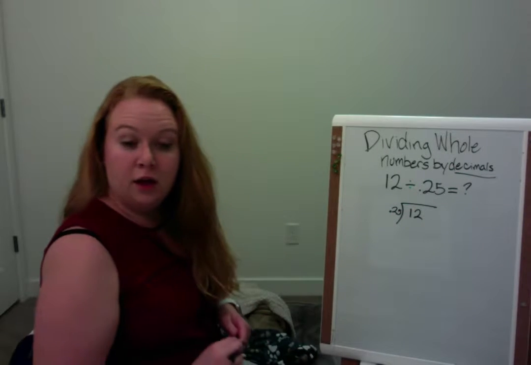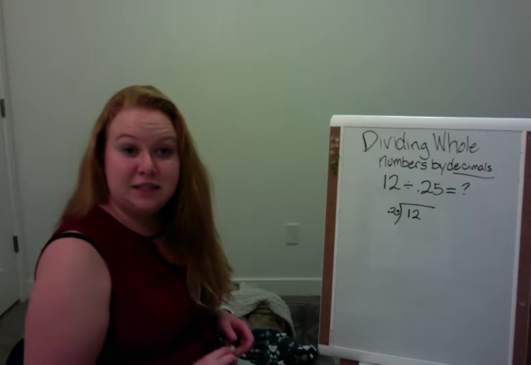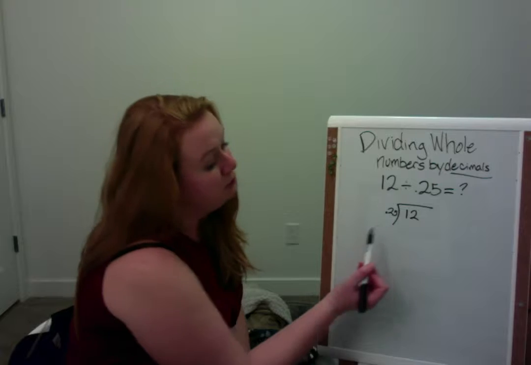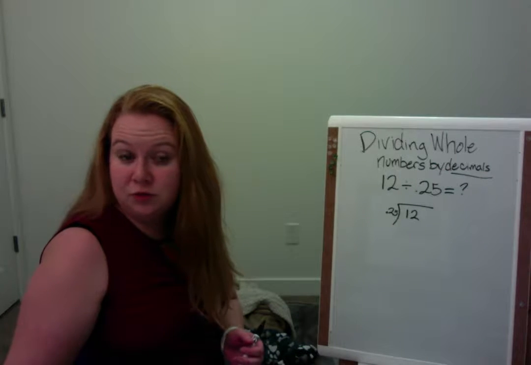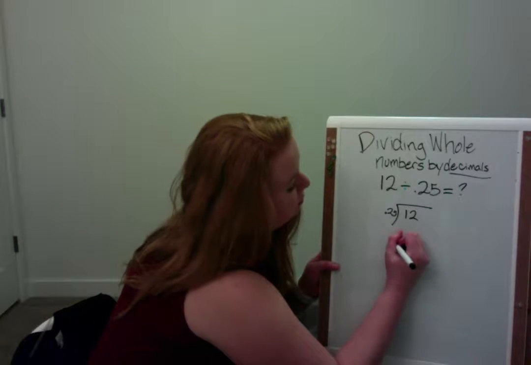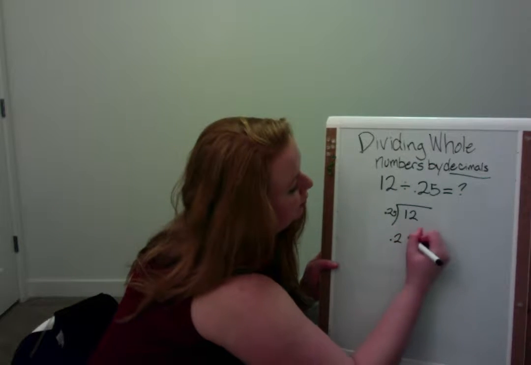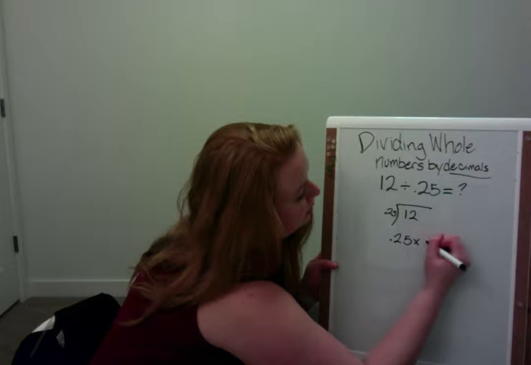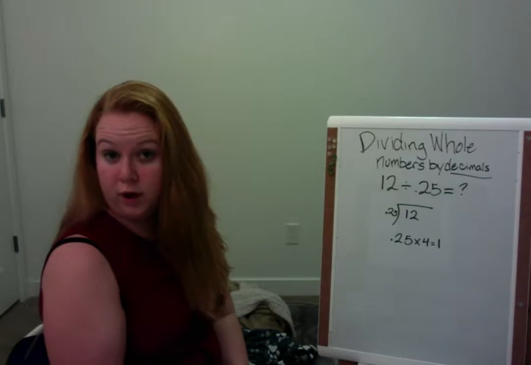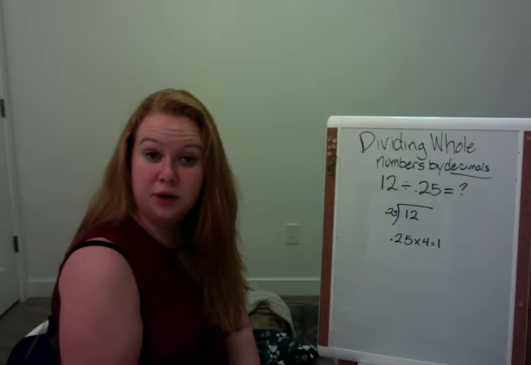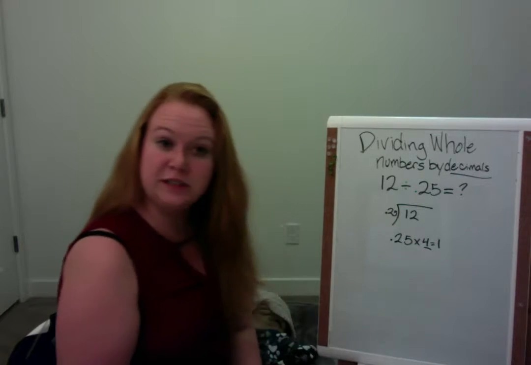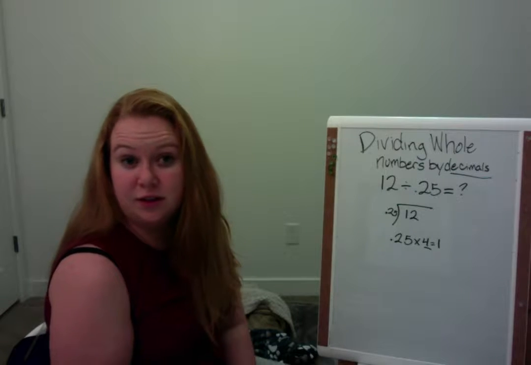Now, the trick to dividing by a decimal is we need to make the decimal a whole number. So 0.25, we know that 0.25 times 4 equals 1. 1 is the nearest whole number. So just timesing it by 4 is sufficient.